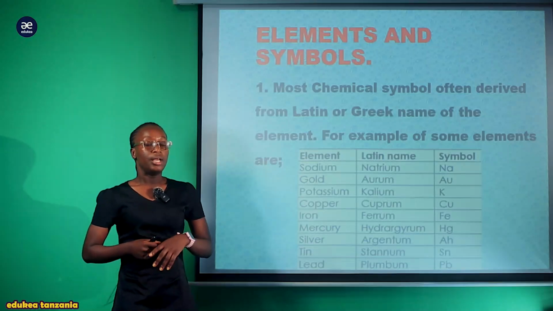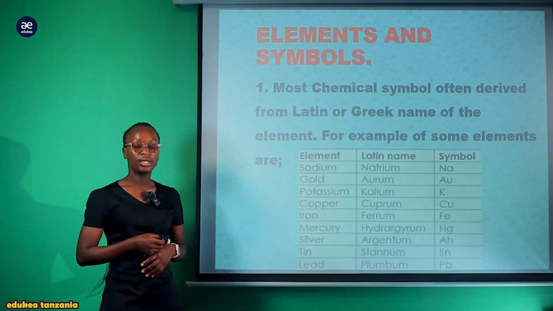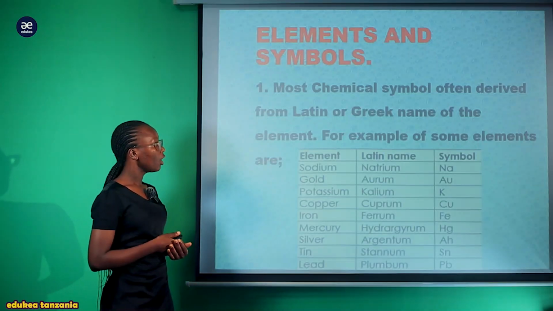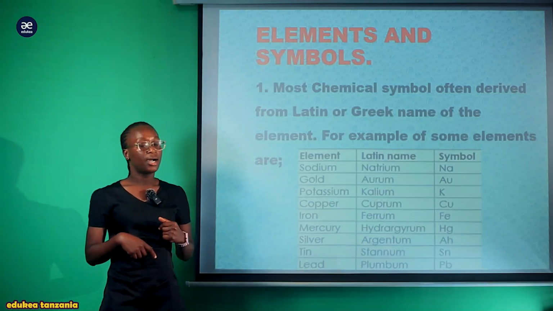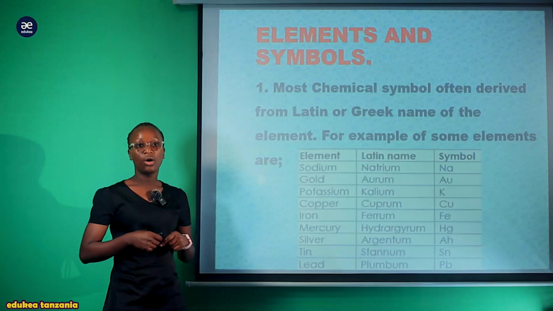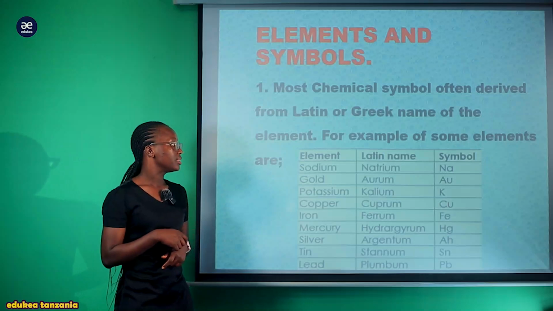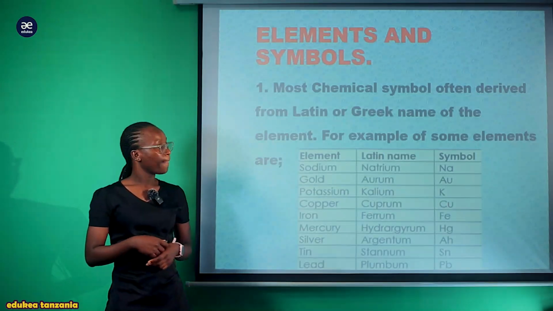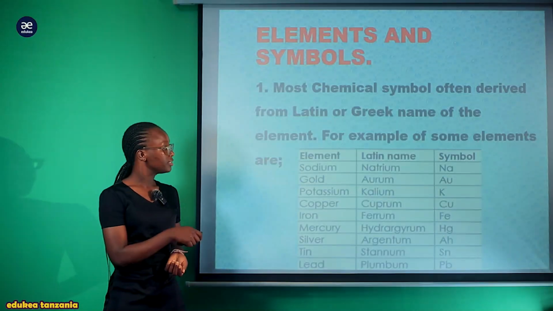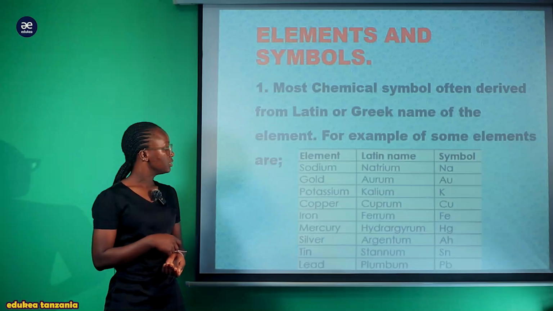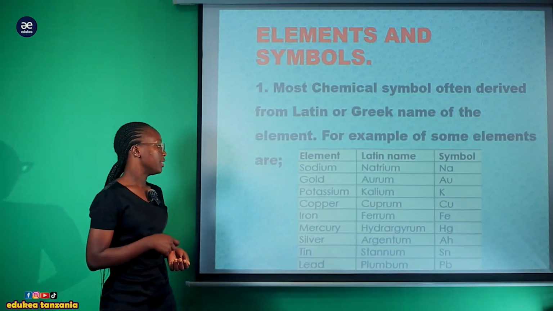Note that most chemical symbols are often derived from Latin or Greek names of the elements, kwamba most of the chemical symbols zinatokana na ile Latin or Greek name of the element. Kwa mfano, you can see this is our element and this is the Latin name and this is the symbol. This is our sodium. The Latin name is natrium. So the symbol is Na. Why not the symbol S? Because this symbol is derived from the Latin name.